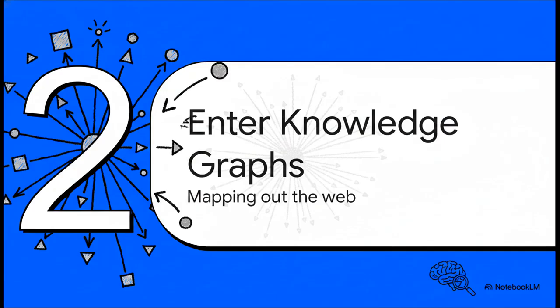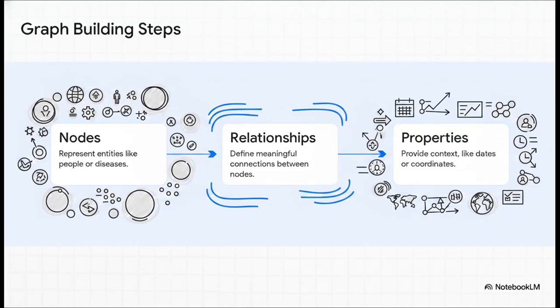Enter the knowledge graph. A knowledge graph literally bakes a structured representation of human knowledge directly into machines, and it builds this foundation using 3 simple steps. Step 1 is nodes. These represent your real-world entities, so people, places, diseases, proteins, you name it. Step 2 is relationships. These define the meaningful connections between those nodes. For example, a disease causes a specific symptom. And Step 3 is properties. These provide the vital context, things like birth dates, geographic coordinates, or the timeline of a disease.